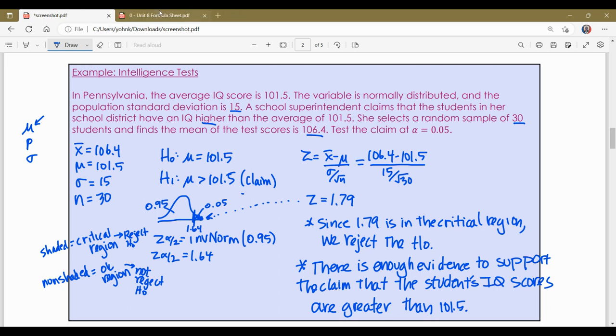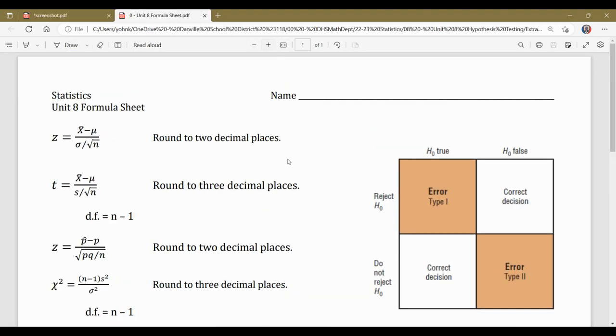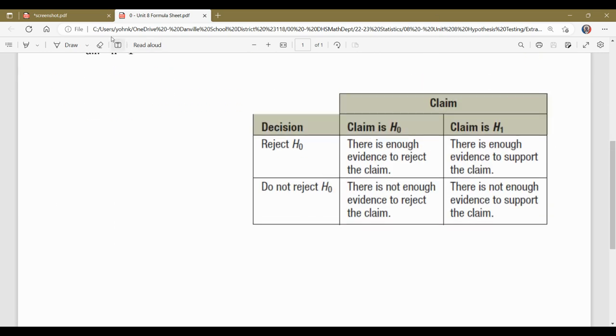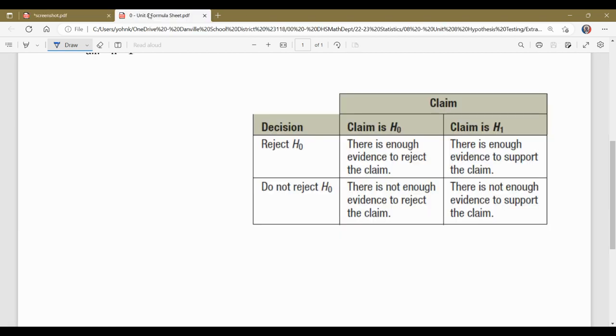We also have a table that we can look at. This table requires that, here, let me zoom in on it. So this table right here needs to know if the claim was the null or the alternative hypothesis, and then if we rejected or do not reject the null hypothesis. And so back in our picture, the claim is the alternative and we reject the null. So there is enough evidence to support the claim. So this table can help you gather all your information to write that final sentence.